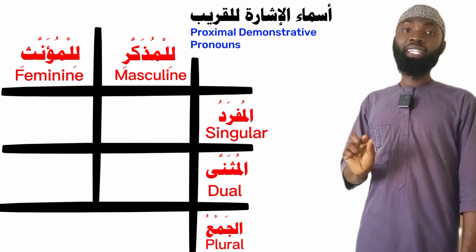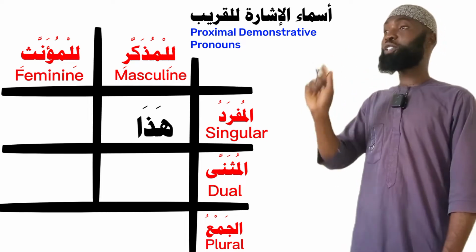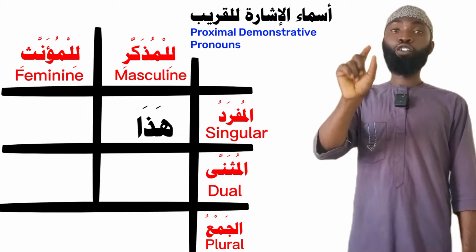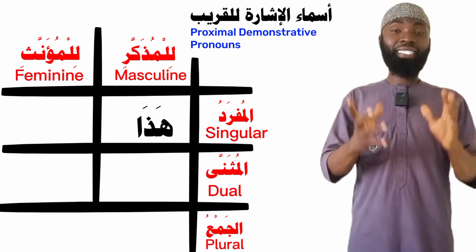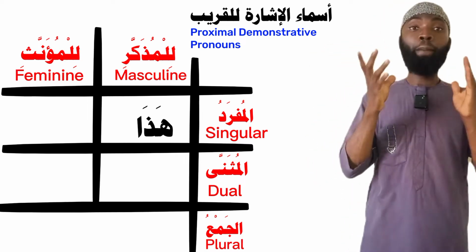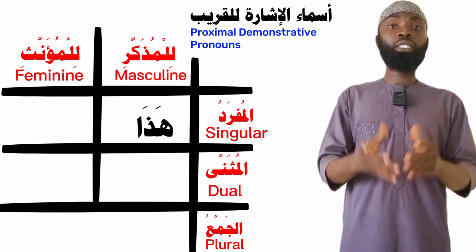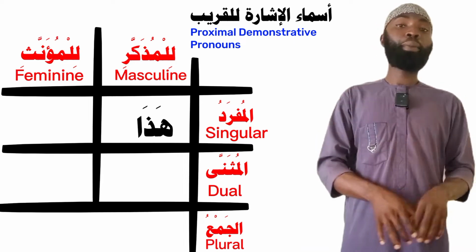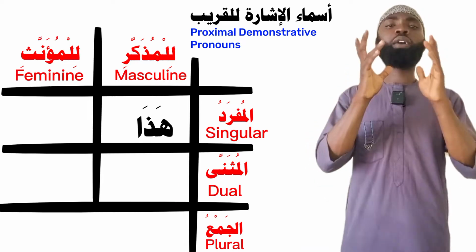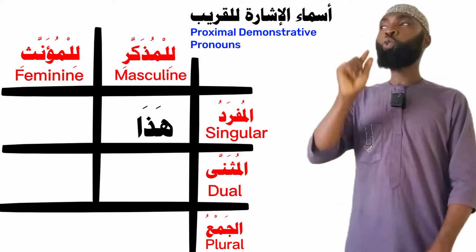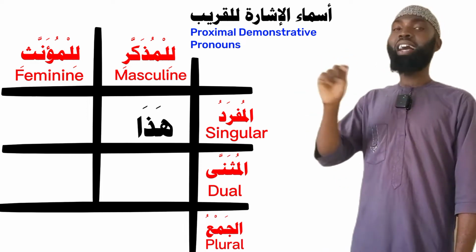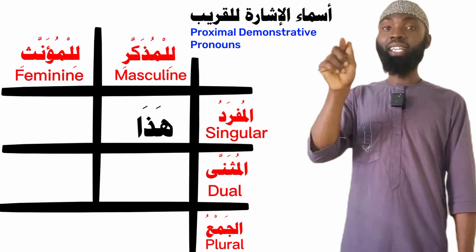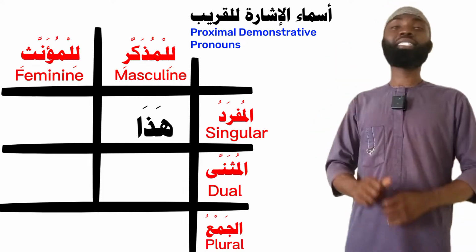What we are going to have there is hadha, because that is under al-mudhakkar, which means the masculine, and lil mufrad for the singular. When you have a singular masculine, a singular male, or a singular word, which is a masculine word, whether a person, an animal, or an object, what demonstrative pronoun do we use? We simply use hadha. What is hadha? Hadha means this for a singular thing or a singular person.